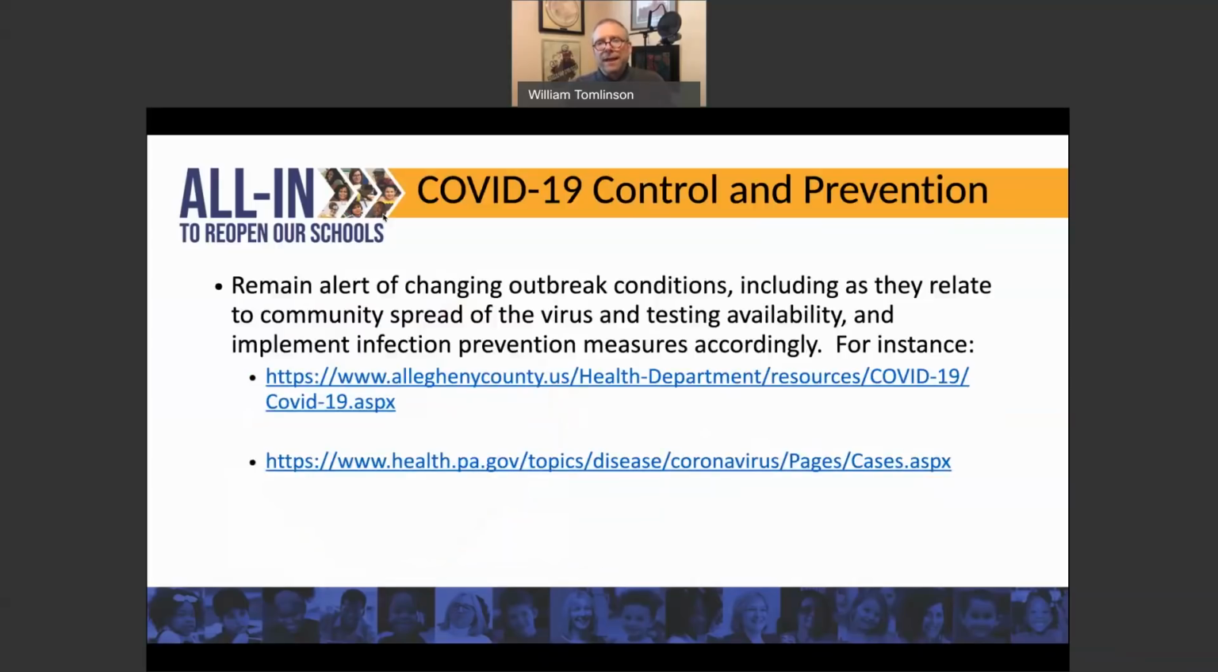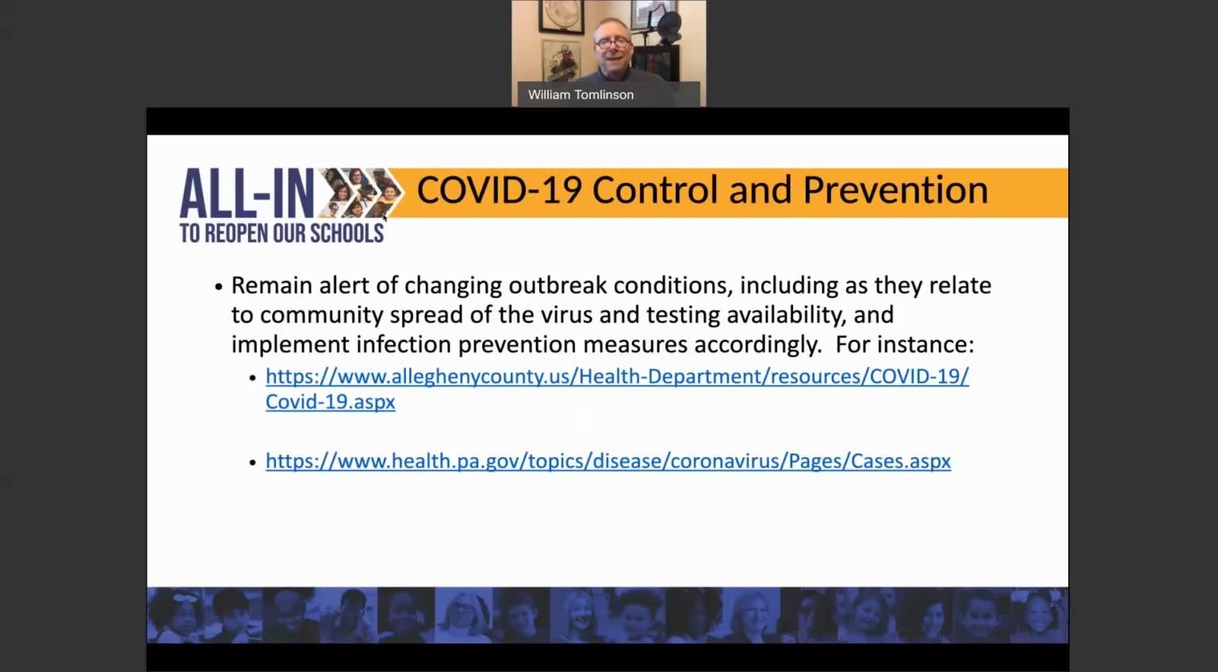Now, before I get into the actual physical risk mitigation practices, I want to talk about administrative controls. And one of the administrative controls to control this pandemic is paying attention to what's going on in your community, both state and your local community. And we have two resources for that. The first resource is the Allegheny County Health Department.